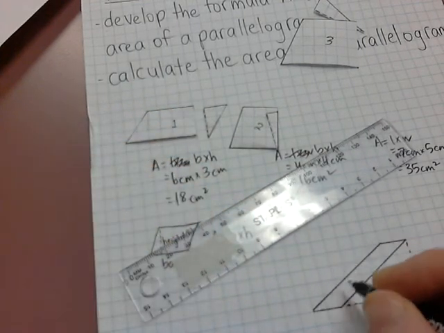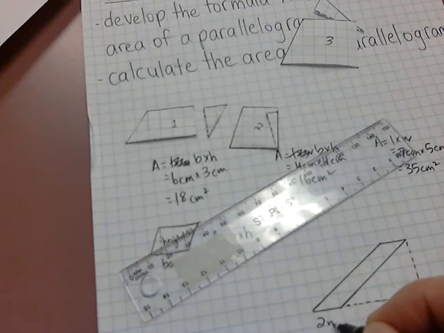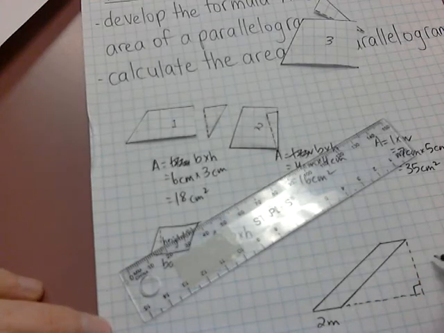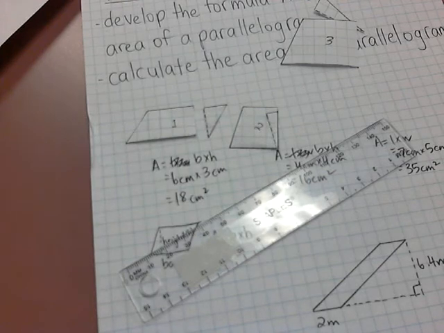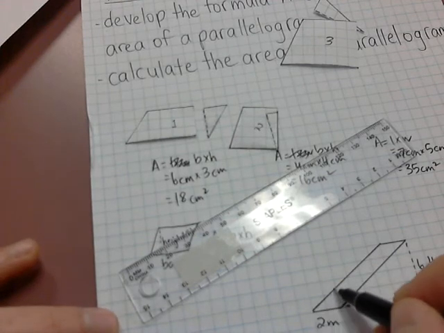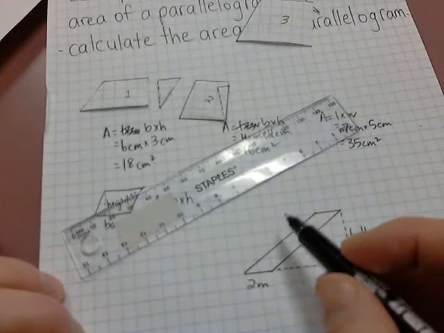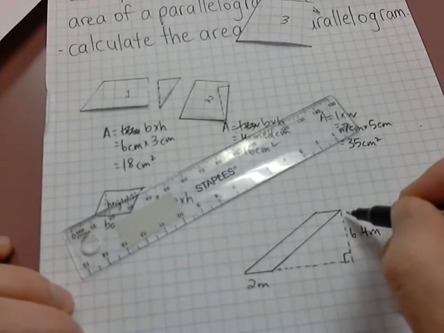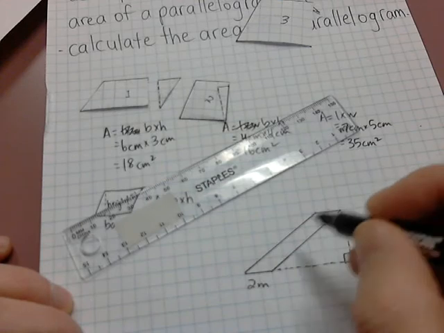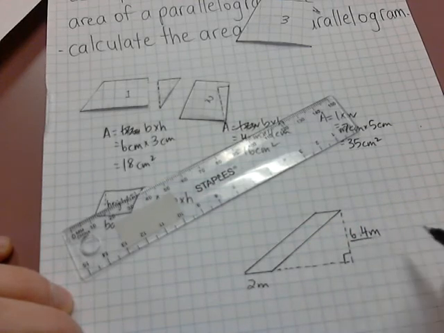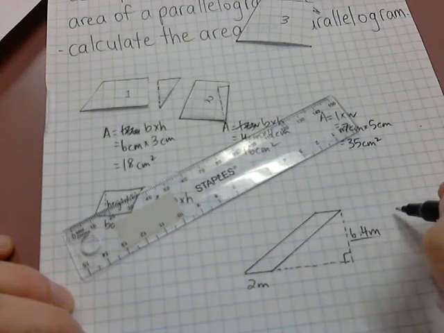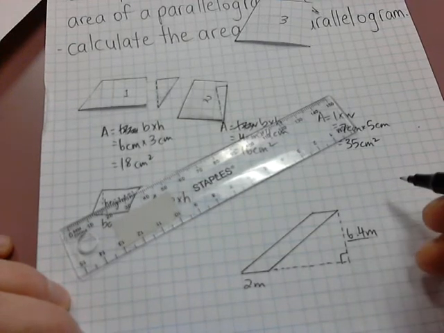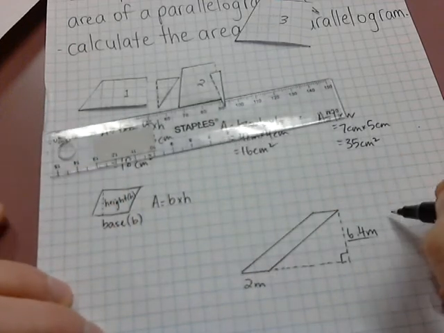And then you'll be given a dimension here. Let's say this is 2 meters. And then you'll be given a dimension here. Let's say this is 6.4 meters. Now, you do not need to measure this line or this line to calculate the height. Okay, the height is the distance between this line and this line, which we said is measured out at 6.4 meters. So to figure out the area of that shape, what we do is we use our formula.